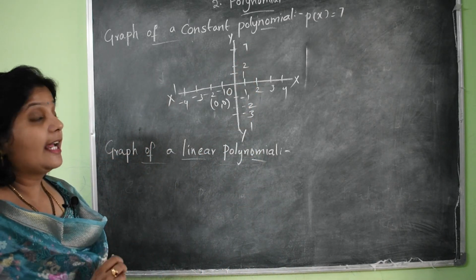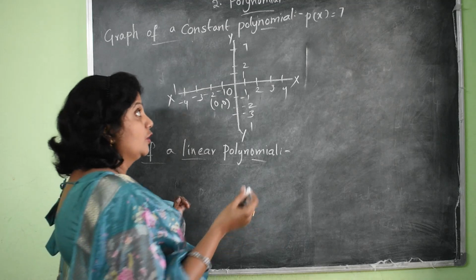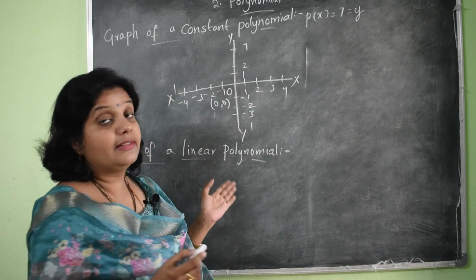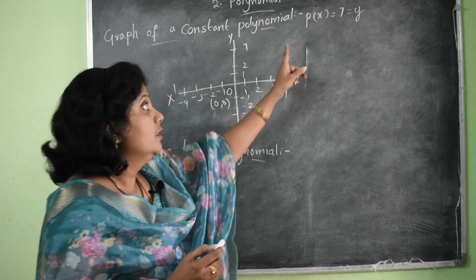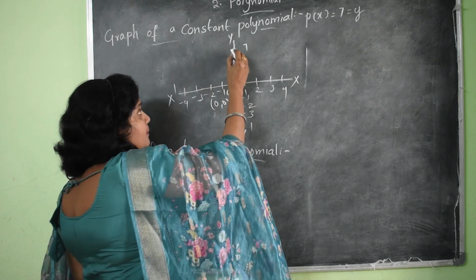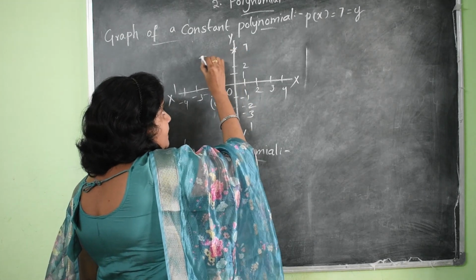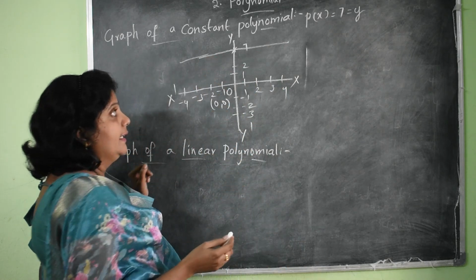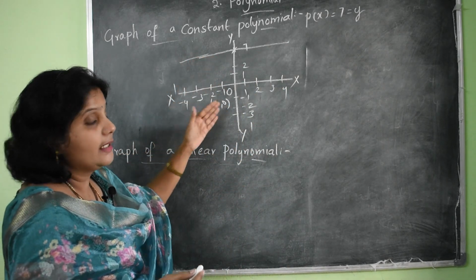So what is the graph we need to draw? y is equal to p of x, that is equal to 7. So what we are assuming for the graph is p of x is equal to y. So p of x is equal to 7, that is equal to y. So where did we get the point? Here. So y is equal to 7. So what did we get here? Here we got a straight line parallel to the x-axis.